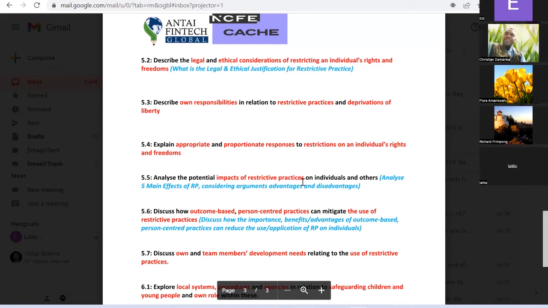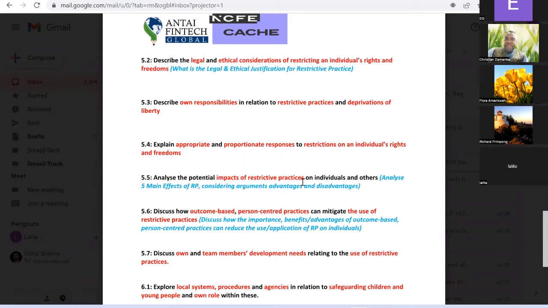5.4, explain appropriate and proportionate response to restrictions on an individual's rights and freedoms. Now, I spent some time explaining appropriate and proportionate the other time. So appropriate and proportionate means, depending on the level of risk, where you use the least restrictive measure. So if the risk factor is not very much, you don't use the highest. One of the things I used to explain that was the plus and minus sign. You remember? So please make sure you refer to that PowerPoint slide.